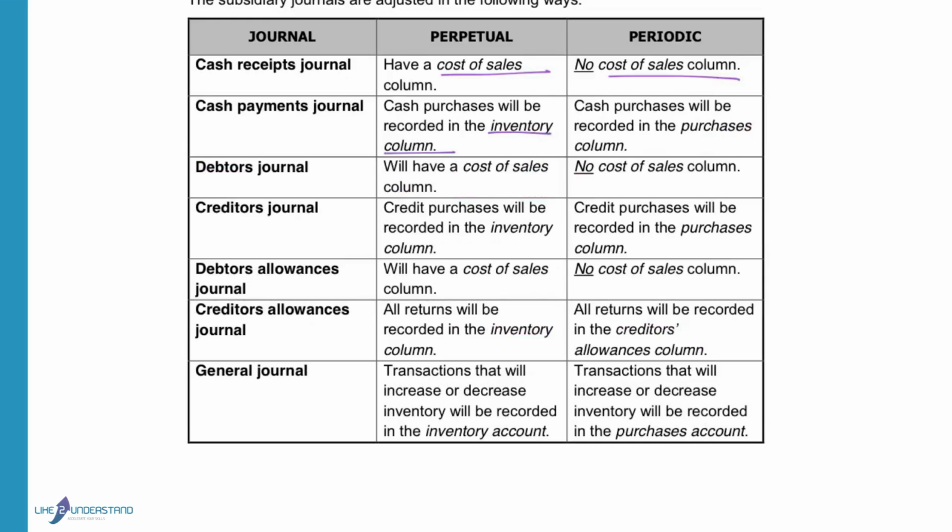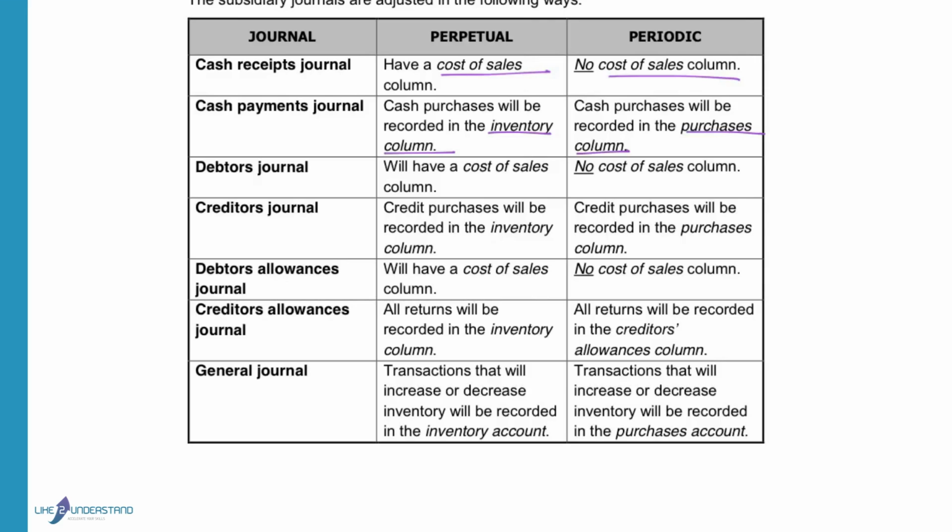the perpetual inventory system, every time inventory increases or decreases, it will be recorded in the inventory account. In the periodic inventory system, you are not allowed to write any entries in the inventory account during the year. Therefore, you will use a purchases column in your cash payments journal.